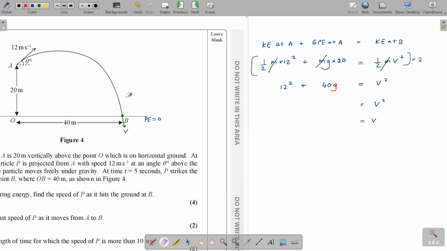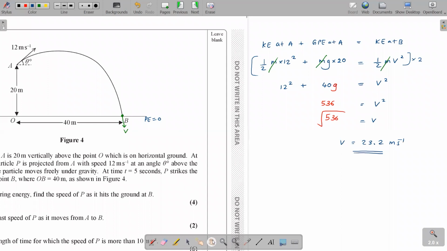So 12 squared plus 40g is 536. I use g as 9.8. This is 536. v is the root of it. So square root of 536 is 23.151673, something like that. When I correct it, definitely give you an answer to 2 SF or 3 SF because we use g as 9.8. So 23.2 meters per second if I correct this to 3 SF.